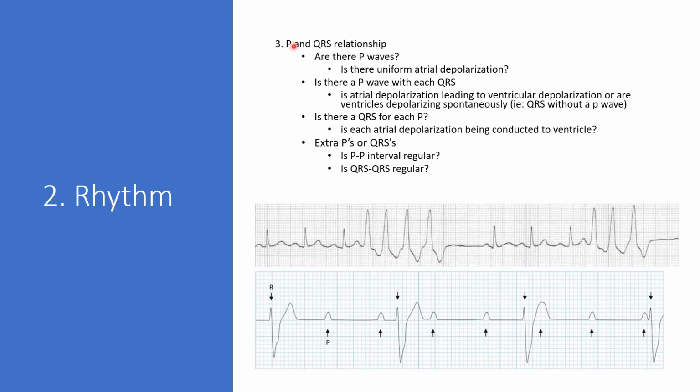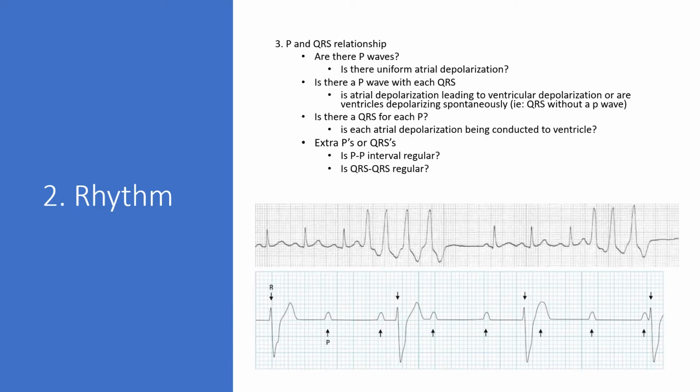The final step in assessing rhythms is to assess the P and QRS relationship. Remember, this is atrial depolarization with the P wave and ventricular depolarization with the QRS. In a normal heart, the atrial depolarizing stimulus leads to ventricular depolarization, so you should always have a P wave leading to a QRS. If that is not the case, something is abnormal. We're going to focus on identifying these abnormalities and not necessarily the meaning. We're going to explain that in the next few slides.